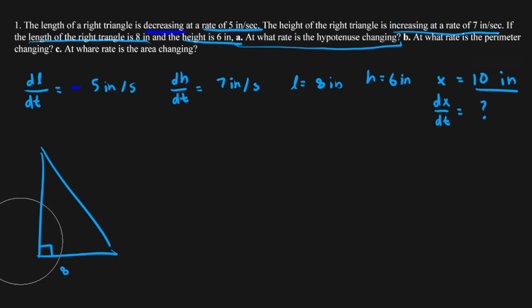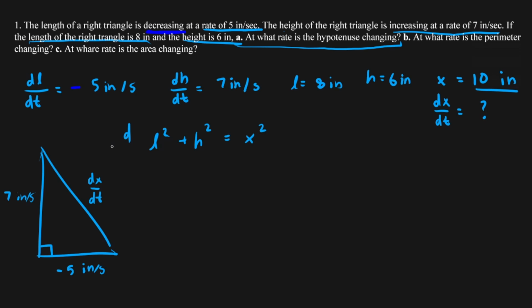Now, if we want to find the rate at which the hypotenuse changes, we need to take the derivative of the Pythagorean theorem with respect to time. So now I'm going to write in the triangle all the different rates. The rate at which the length decreases is -5 inches per second. The rate at which the height increases is 7 inches per second. And we do not know the rate at which the hypotenuse changes. So we're just going to take our normal equation that we had last time. We had L squared plus H squared equals X squared.